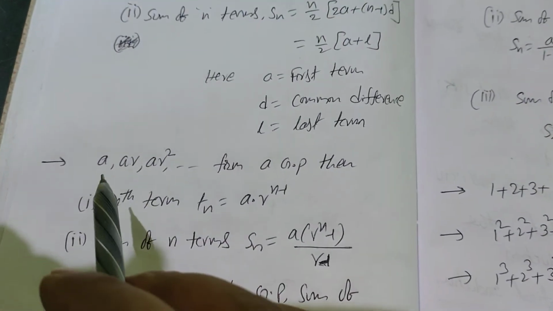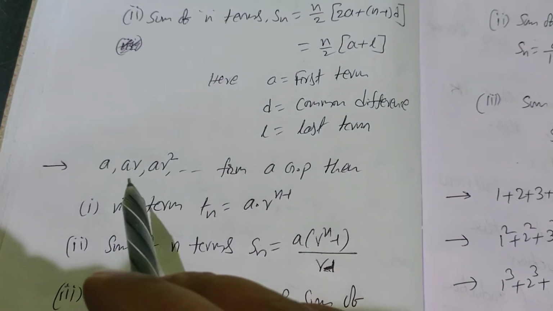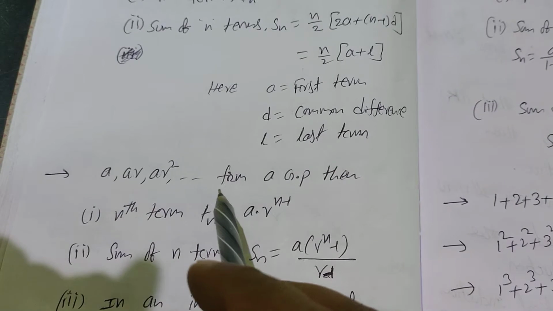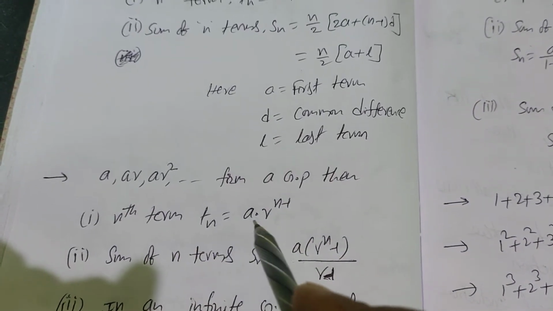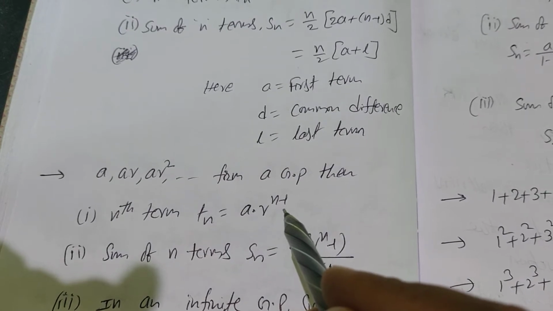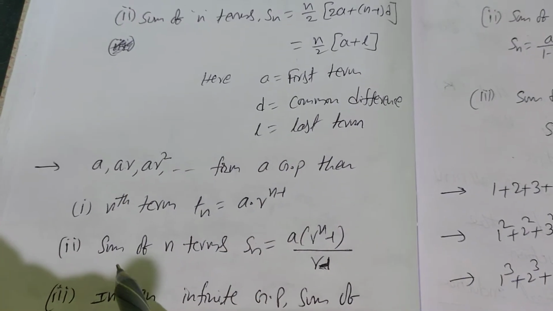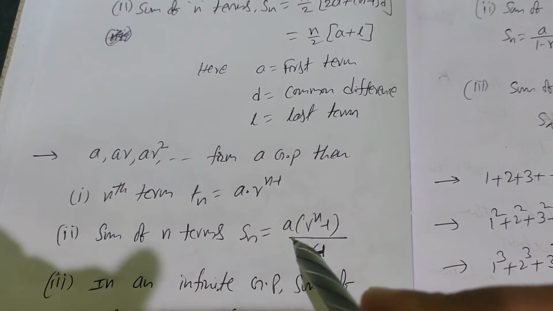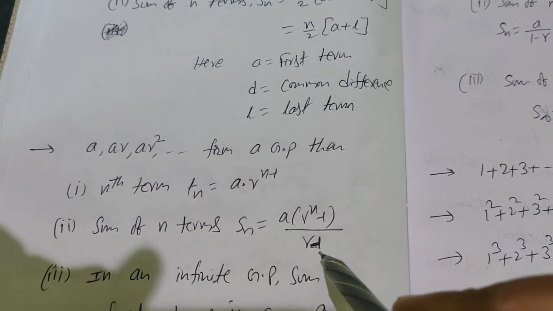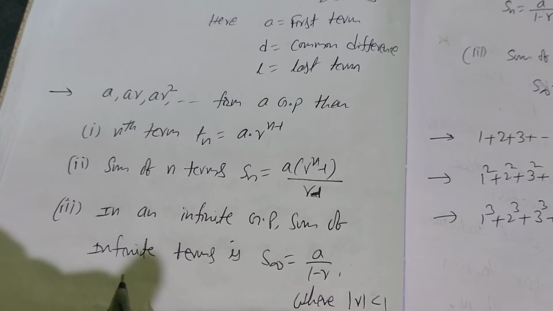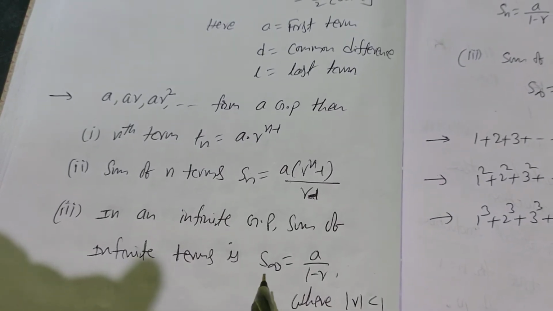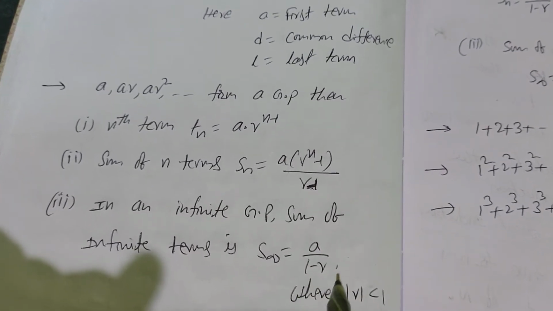And if a, ar, ar square and so on form a GP, then here the nth term is Tn is equal to a into r power n minus 1. Sum of n terms is Sn is equal to a into r power n minus 1 by r minus 1. In an infinite GP, sum of infinite terms is S infinity is equal to a by 1 minus r.